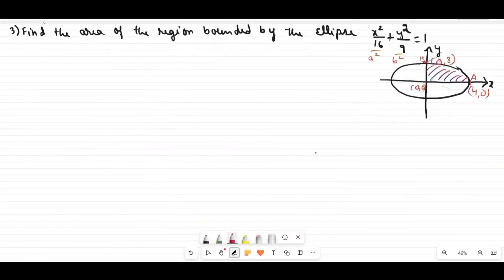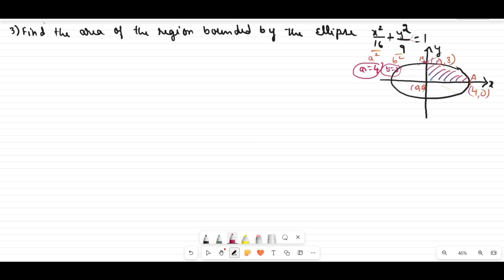The third question is: find the area of the region bounded by the ellipse x square by 16 plus y square by 9 is equal to 1. Even this question is the same as the previous problem. In the previous problem, we had x square by a square plus y square by b square. In the place of a square in this question, we have 16. So if a square is 16, then a becomes 4. In the place of b square, we have 9, so b is equal to 3. This always represents the length of the major axis, and this represents the length of the minor axis.